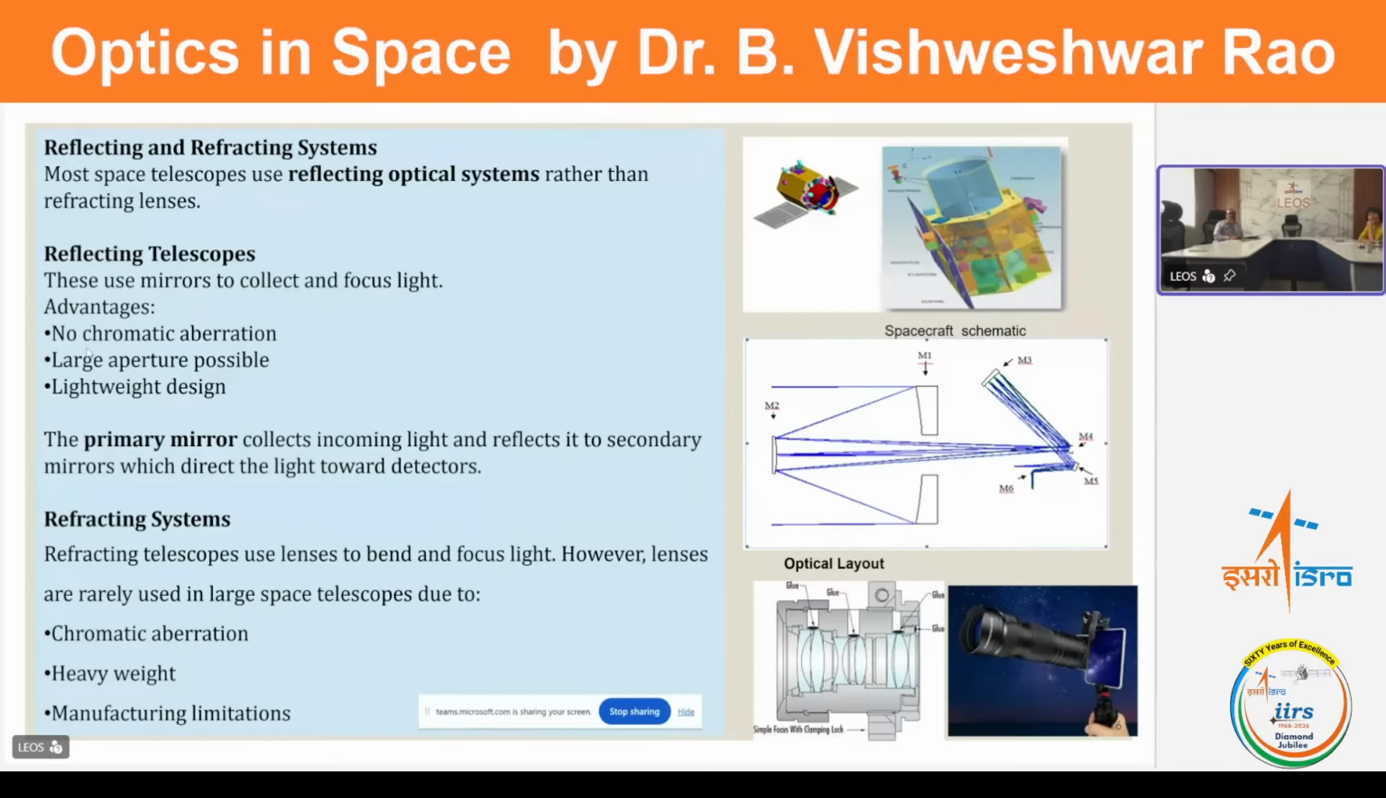And the advantage we have here is that there is no material property involved, so no chromatic aberration. Because of this advantage, we can have a large aperture. And when we are talking about space telescopes, we need very lightweight optical systems. To have lightweight optical systems, we need to make even the mirror lightweighted to a very low mass compared to other structures.